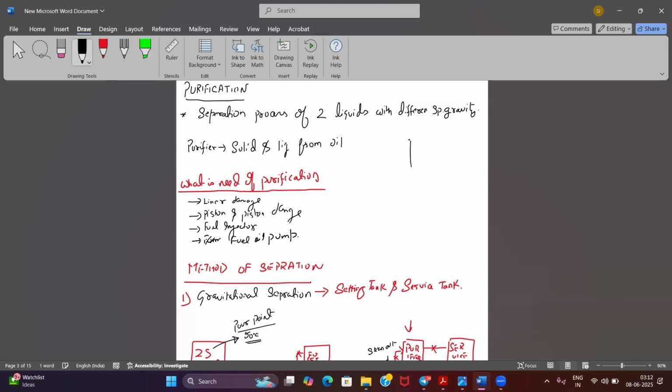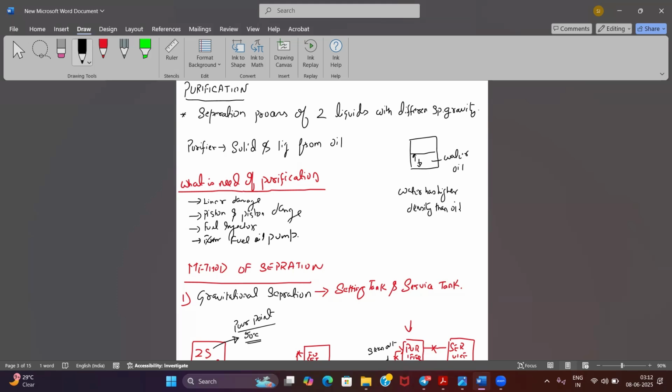For example, I have a container in which I have a mixture of water and oil. What will happen after some time, if I keep it in this state only, is that the oil particles will rise up and the water particles will accumulate on the bottom by itself. By the gravitational force itself, the heavier particles, which is the water, will settle down. Why? Water has higher density than oil. That is why the oil will float and the water will settle down.